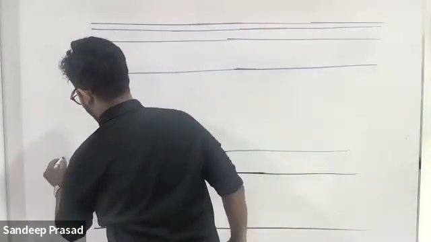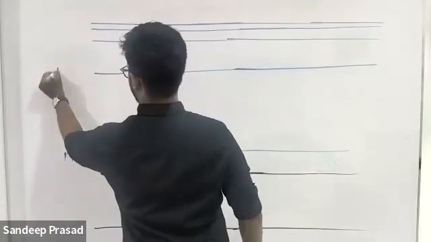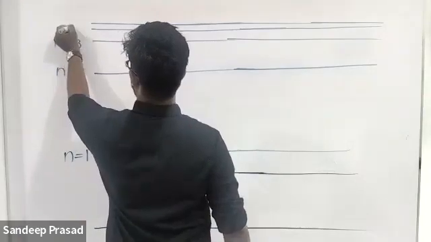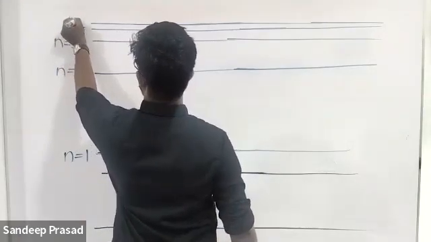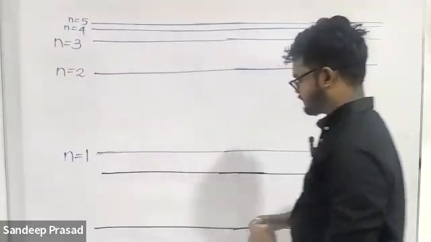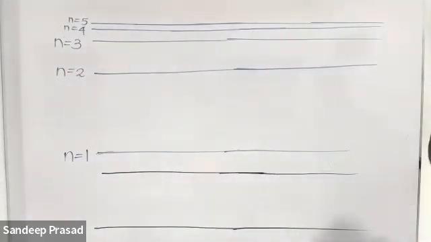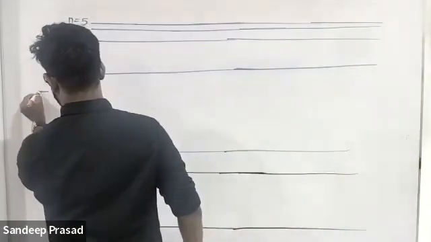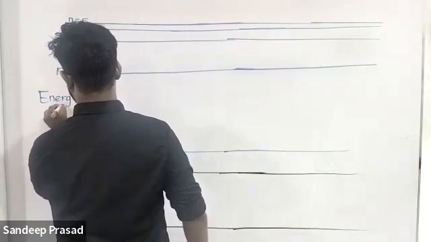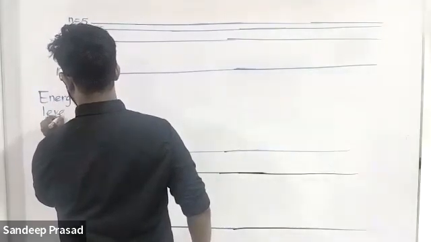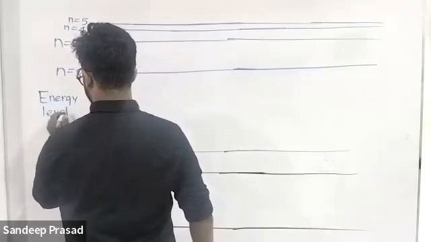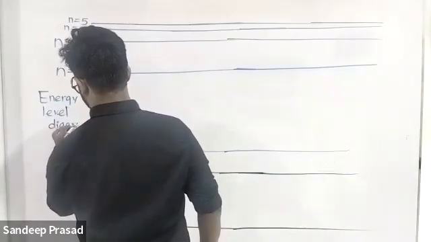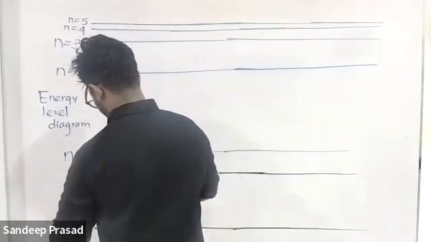N equals 1, first principal energy level. N equals 2, second principal energy level. N equals 3, third principal energy level. N equals 4, fourth principal energy level. N equals 5, fifth principal energy level. As I told you, this is the energy level diagram. I'm going to explain the spectrum you obtain on the sensitive screen using the energy level diagram, and let's draw the corresponding spectral line diagram also.